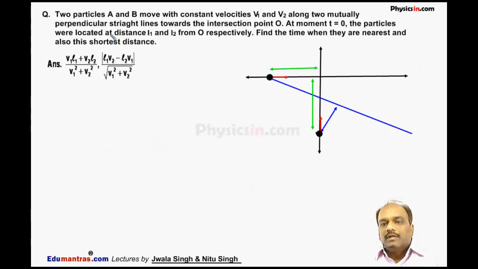Now see, two particles A and B move with constant velocities V1 and V2. This is particle A and this is particle B. This one is moving with the velocity V1 and this one is moving with the velocity V2.